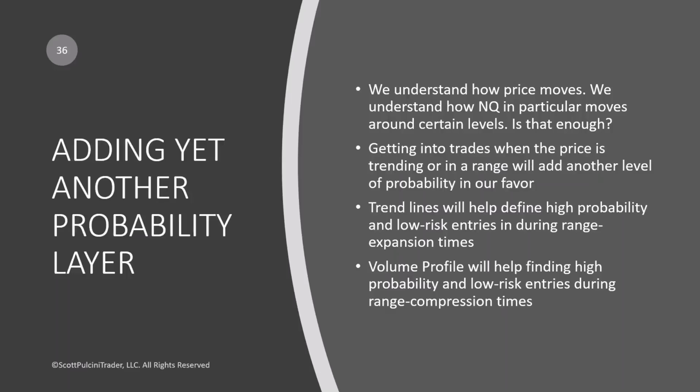Getting into trades when the price is trending or in a range will add another layer of probability in our favor. So in this case, trend lines will help define high probability and low risk entries during range expansion times, during trend days. And volume profile will also help us find high probability and low risk entries during range compression times.